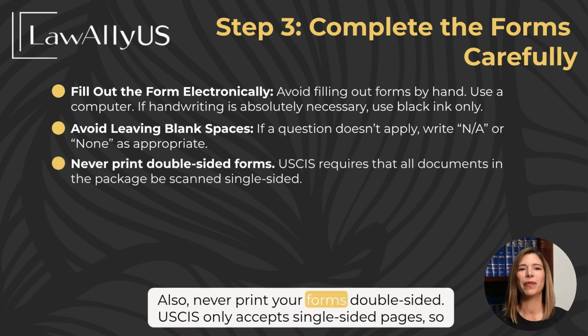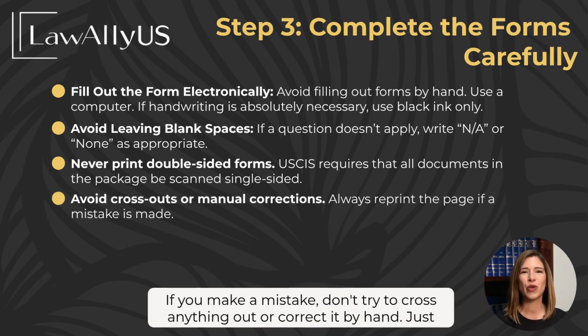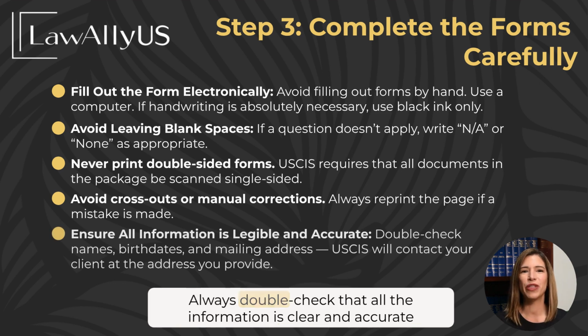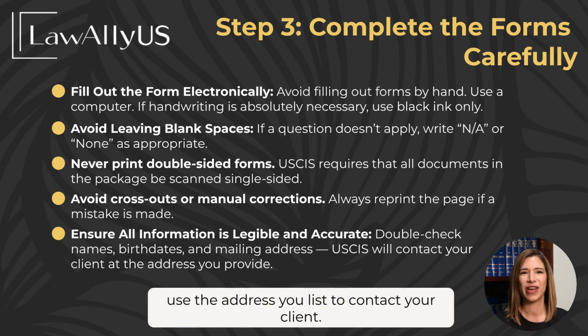Also, never print your forms double-sided. USCIS only accepts single-sided pages, so make sure every sheet is printed on one side only. If you make a mistake, don't try to cross anything out or correct it by hand. Just reprint that page and fill it out again. Always double-check that all the information is clear and accurate, especially names, dates of birth, and mailing addresses. Remember, USCIS will use the address you list to contact your client.